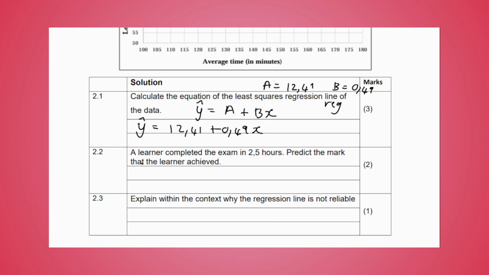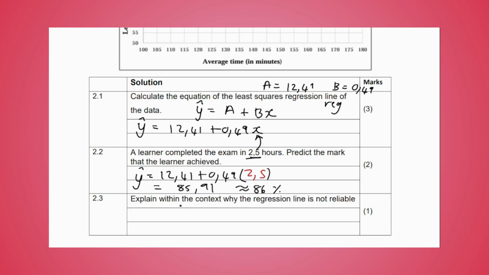Then the second question is asking us, a learner completed the exam in 2,5 hours. Predict the mark that the learner will have achieved. So this 2,5, you put there in x's place, and then you find your answer. And you should get 85,91, which if you wanted to, you can round to 86%. And with this question, we would have carried accuracy with what you got in 2.1.